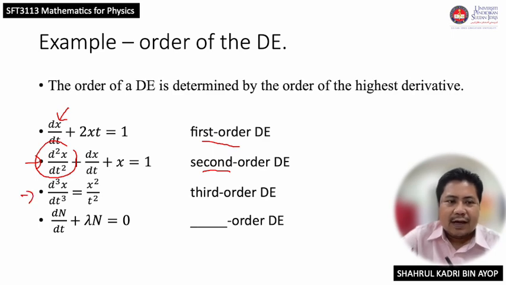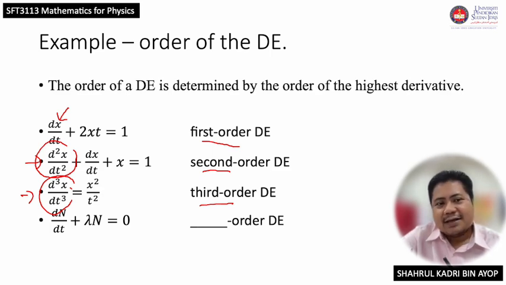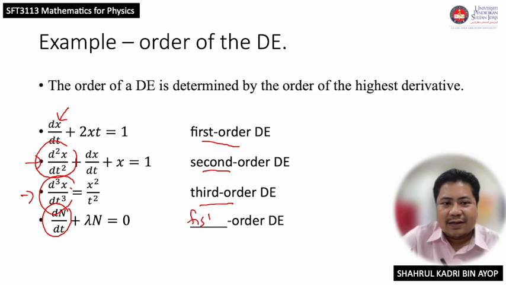For the third, you can see even though we don't have a second derivative and a first derivative, the third derivative is there. So that is the highest term in the equation, so we call it a third order differential equation. How about the equation for the radioactive decay that we have seen in the previous slide? This is the first derivative, so that's why we call it a first order differential equation.